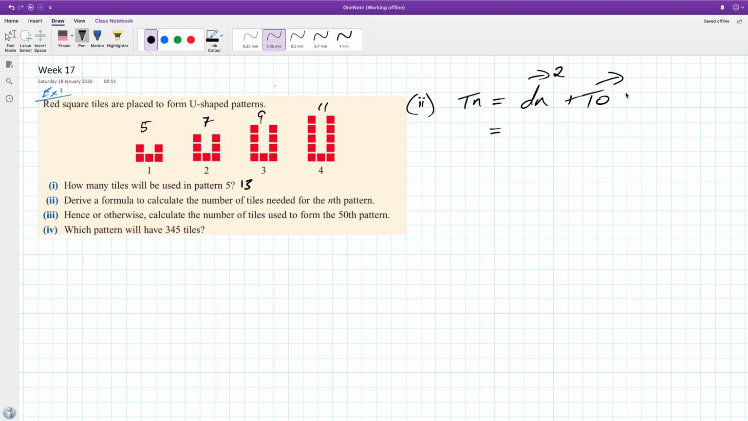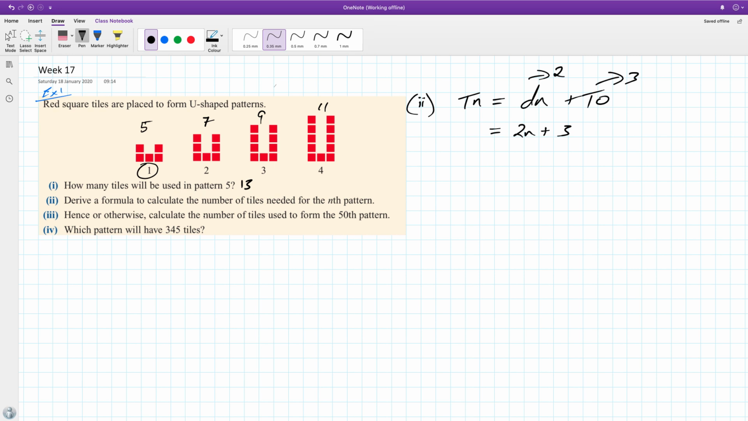T0, anyone know what T0 stands for? The term before the first one. So what do you think is the term before the first one? 3, because it's going up in 2s. T0 literally stands for the zeroth term. So 2n plus 3 will be the pattern. Is that right? Just a little bit of junior cert revision there.